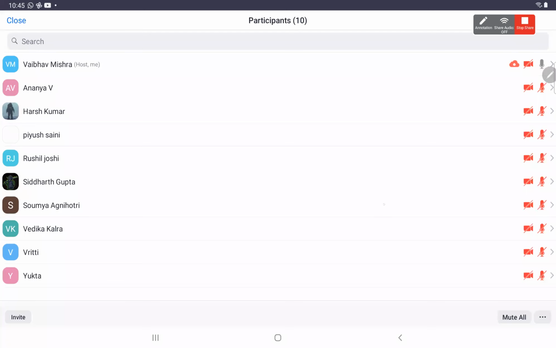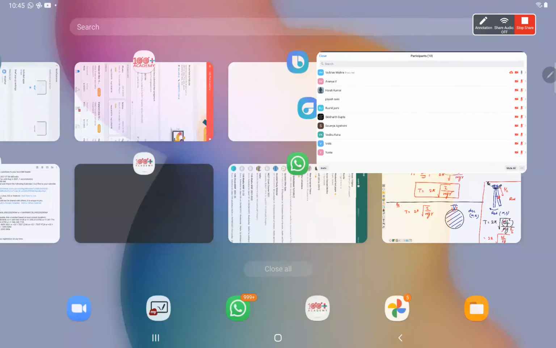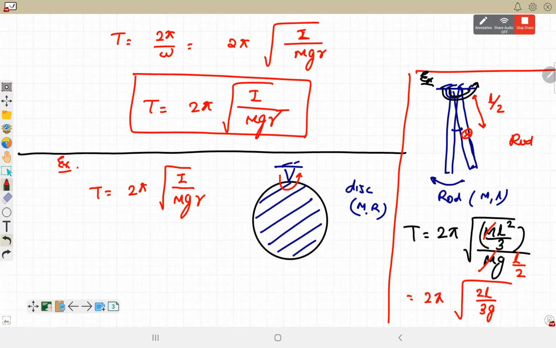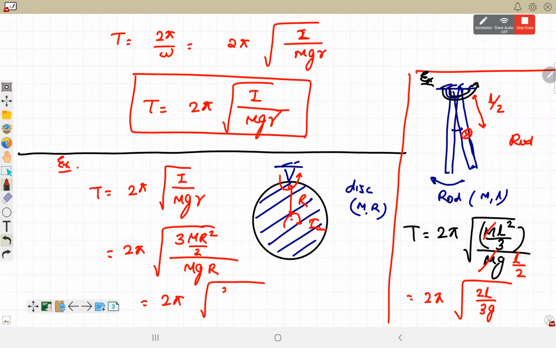Rushil is here. What will be the time period for this disk? 2 pi root 3r by 2g. Right, सिर्फ g होगा. Moment of inertia is 3 by 2 mr square because I_CM is mr square by 2 plus m into r square, so 3 by 2 mr square divided by mgr. So 2 pi root, m gone, r gone, 3r by 2g. हाँ, 2g होगा.